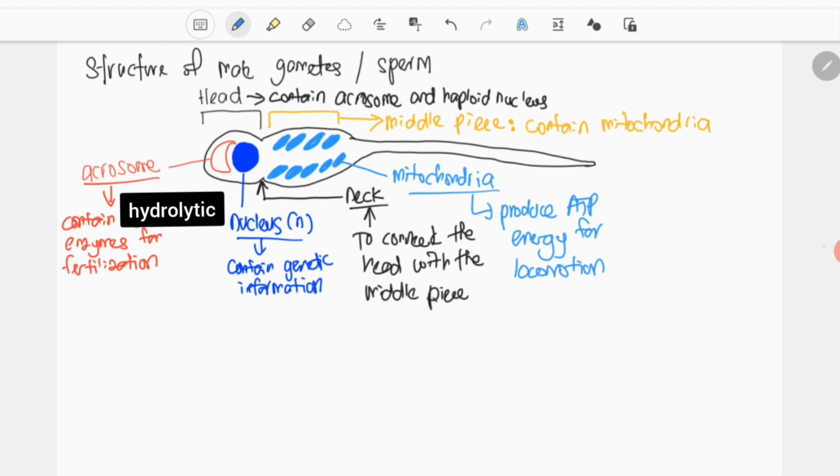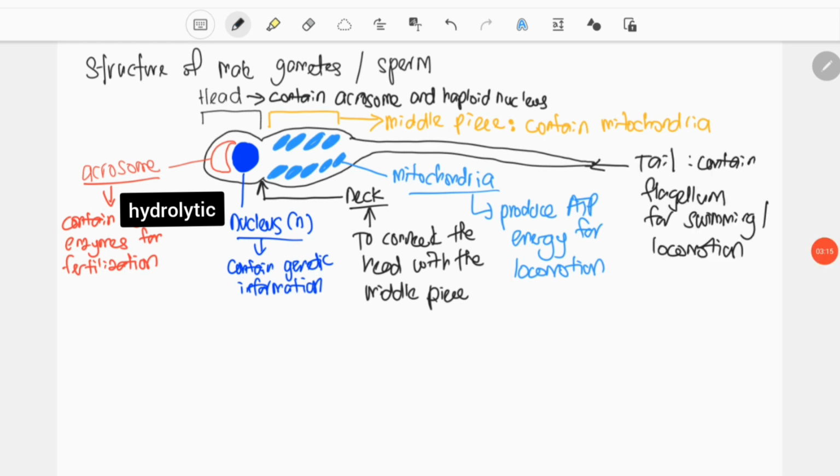sperm to swim, locomotion. So the last component of a sperm is the tail. So tail will contain flagellum, satu saja flagellum. So flagellum tu function for swimming ataupun locomotion. So energy for the flagellum to move adalah provided by the mitochondria. So dua ni berkaitan. So that is the component of the structure of a sperm, iaitu male gametes. Make sure boleh identify each of the component. Lepas tu boleh state the function of the components of a sperm.